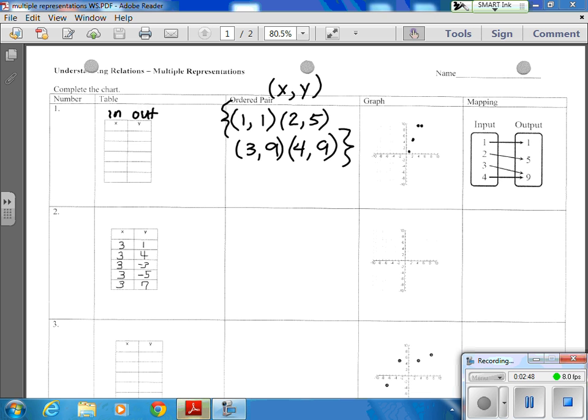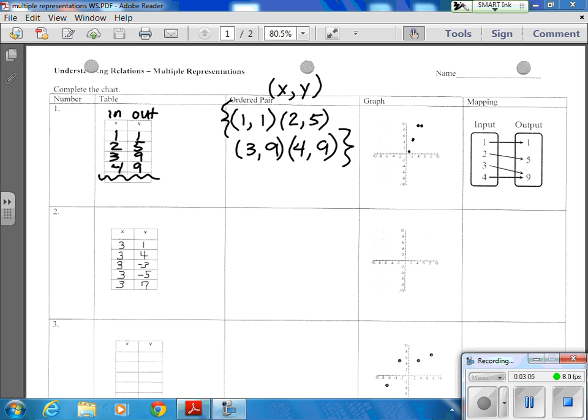Okay, then if you go over to the table, you can take those ordered pairs and very quickly fill them in. So you have (1, 1), (2, 5), (3, 9), and (4, 9). Now this table does have an extra row. You don't need to worry about that. You can actually just cross through it.